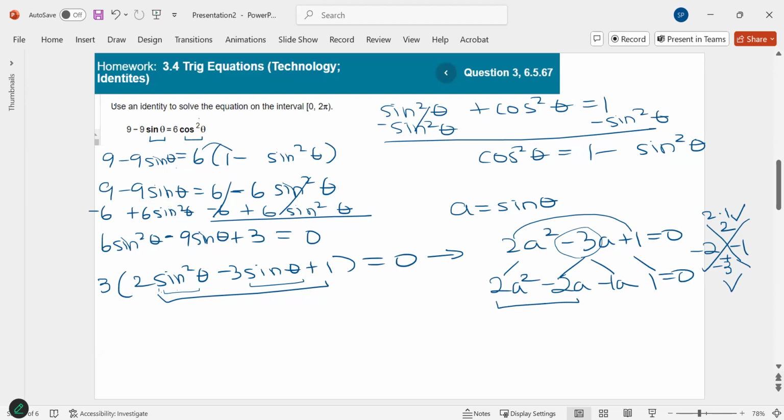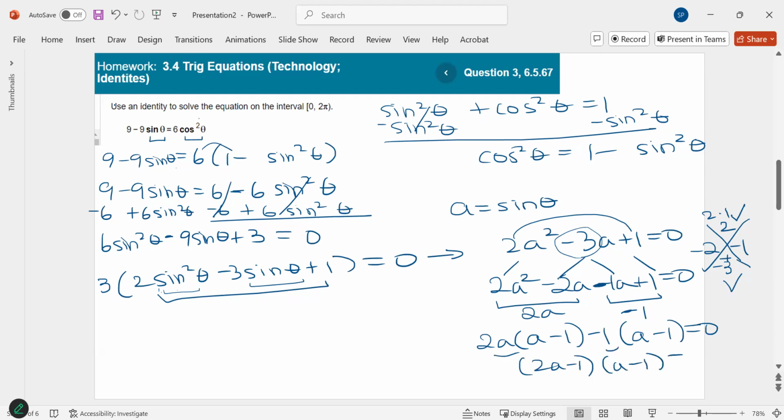What can we factor out from 2a squared and -2a? They both have a common factor of 2a. From -1a and 1, they have -1. When the middle sign is a negative, you have to factor out a negative. So factoring out 2a leaves us with a minus 1. Factoring out -1 from -1a plus 1 is a minus 1. And then put the 2a minus 1 together, and then the a minus 1. We solve for a here, we get a is 1/2, and a is equal to 1.